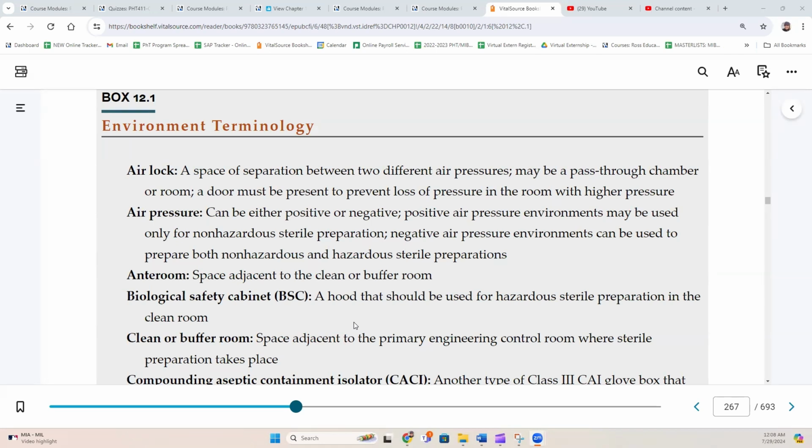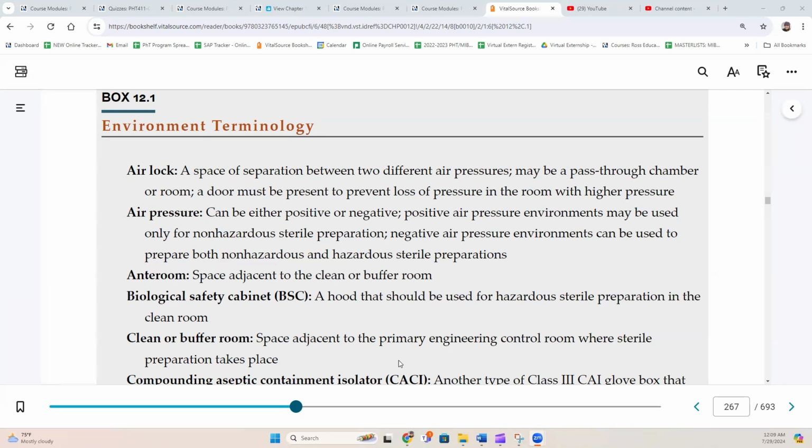All right, and in Box 12.1, we have the environment terminology. So airlock is a space of separation between two different air pressures. Air pressure can be either positive or negative. Positive air pressure environments may be used only for non-hazardous sterile preparation, and negative air pressure environments can be used to prepare both non-hazardous and hazardous sterile preparations.